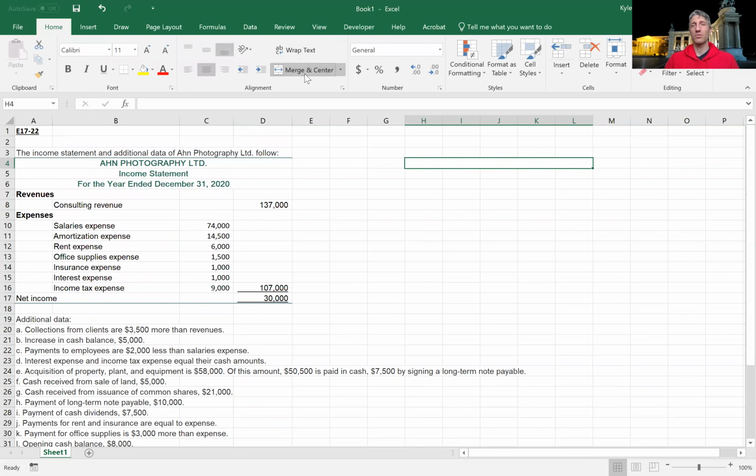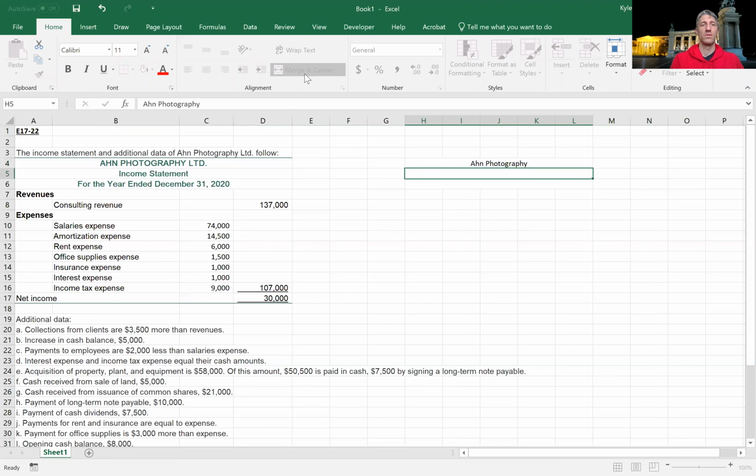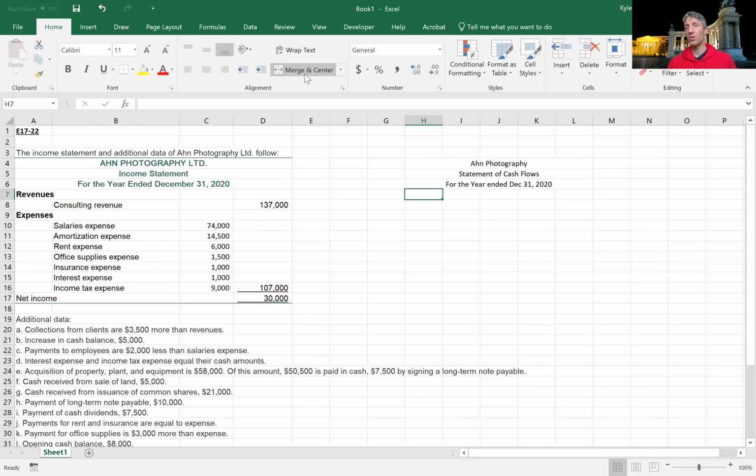So what I'm going to do is create myself a cash flow statement template. Of course, we know all financial statements start with 3 title lines, so I'm going to put the company name first, On Photography. Then the statement name, statement of cash flows, and for the year ended December 31st, 2020. Okay, so we know the cash flow statement is segmented into 3 major sections, so I'm going to put subheadings for those.